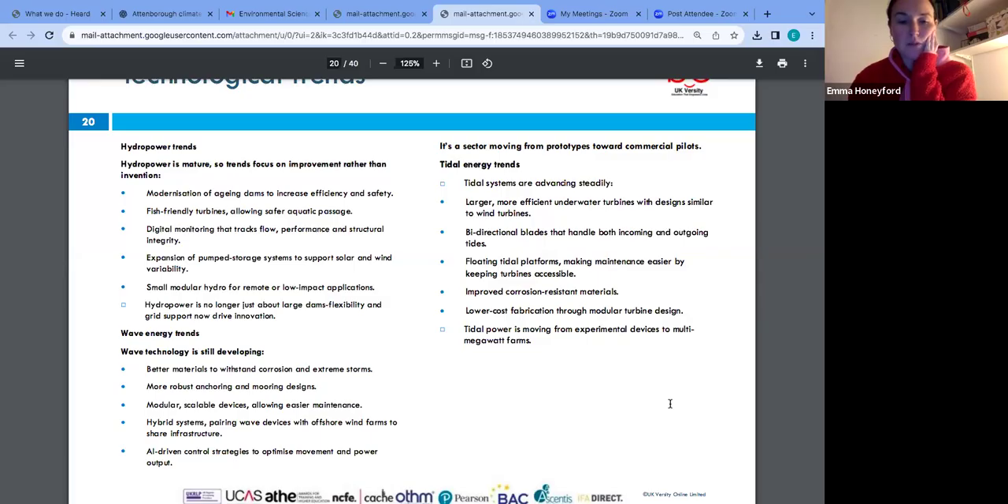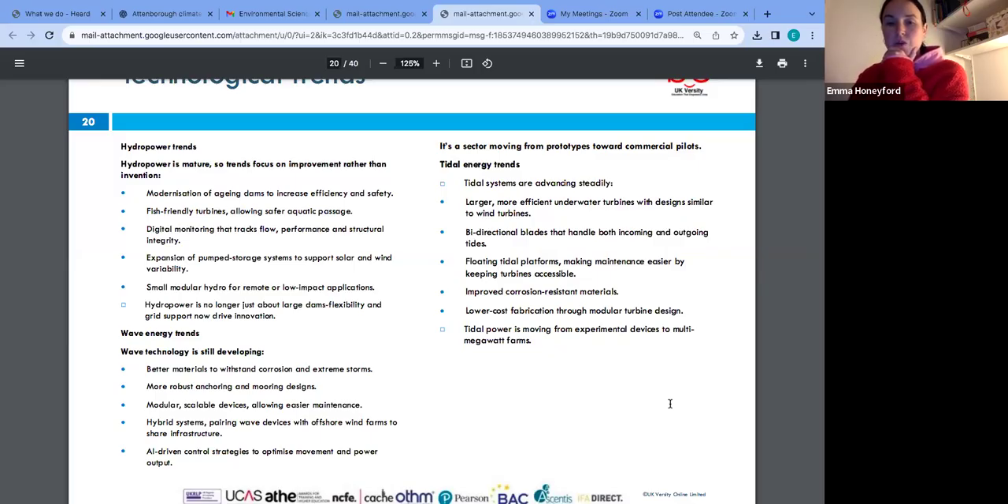So hybrid systems, pairing wave devices with offshore wind farms to share infrastructure. This thing about being hybrid and kind of sharing the best bits of each type of form of energy generation. So there have been AI-driven control strategies to optimize movement and power output.